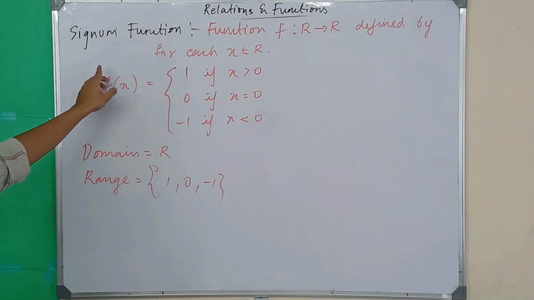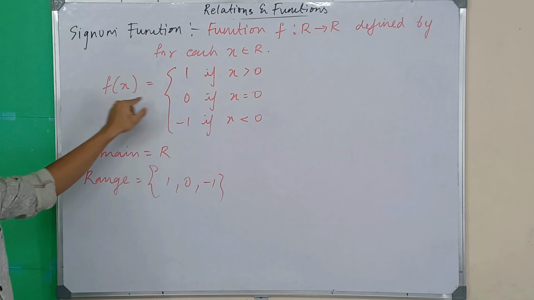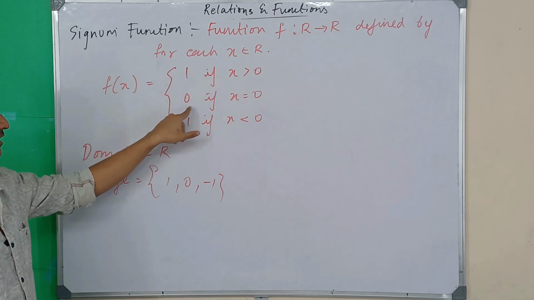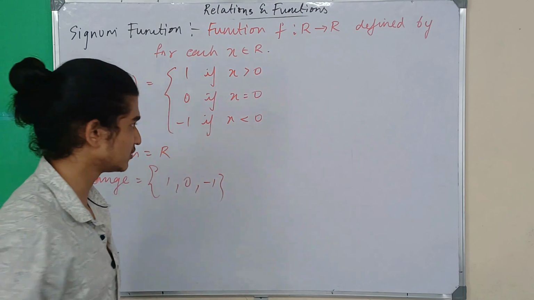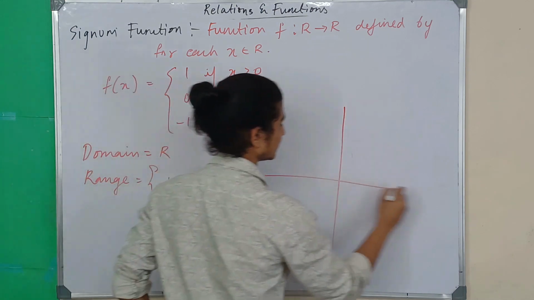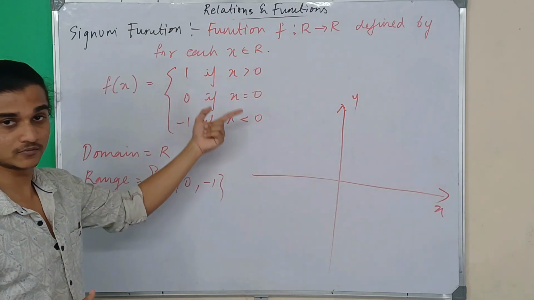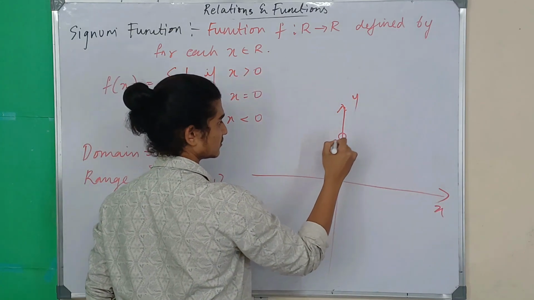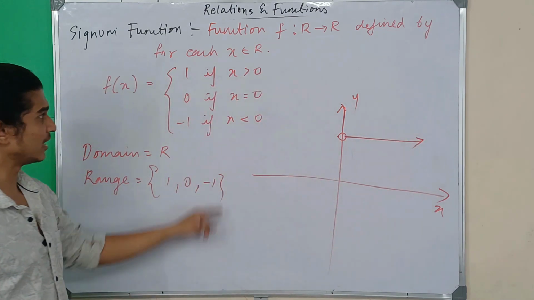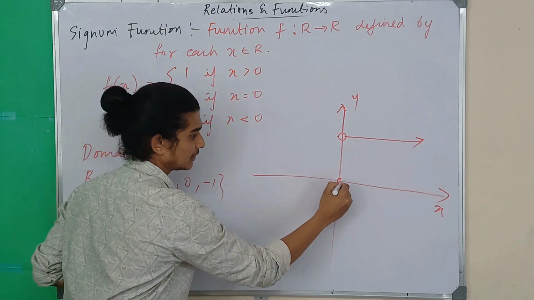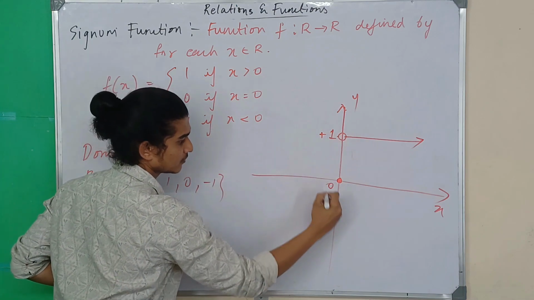The next type of function is the signum function. This function is defined like this: a function from R to R defined by f of x equal to 1 if x is positive, 0 if x is 0, and minus 1 if x is negative. So this looks in the graph something like this. If you put any positive value, the answer is going to be 1. So I'm going to put this circle here. This is our value if x is greater than 0, and if it is 0, this is our value, and if it is negative, it's going to be minus 1. So this is plus 1, this is 0, and this is minus 1.